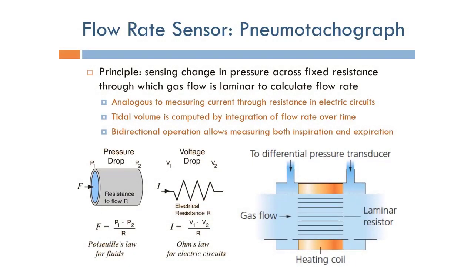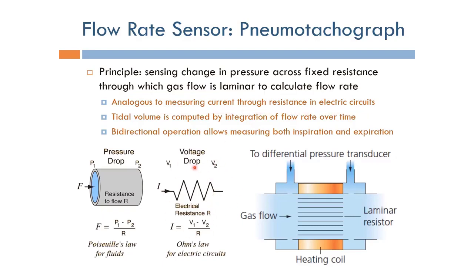To measure the flow rate, we have a very popular flow rate sensor called the pneumotachograph. The principle is that sensing change in pressure across a fixed resistance through which the gas flow is laminar can be used to calculate the flow rate. Basically, this is analogous to measuring current through resistance in electric circuits.